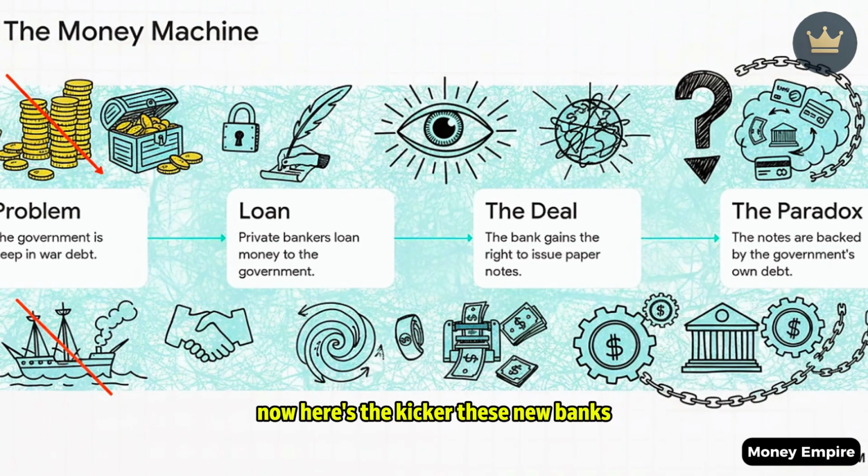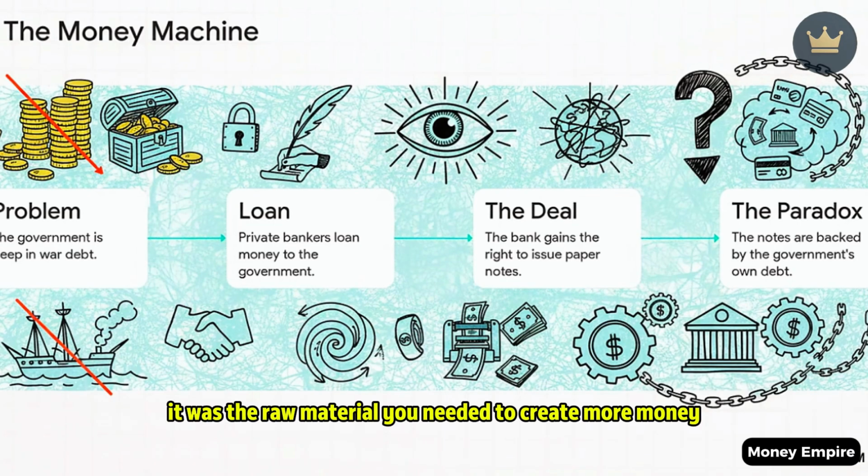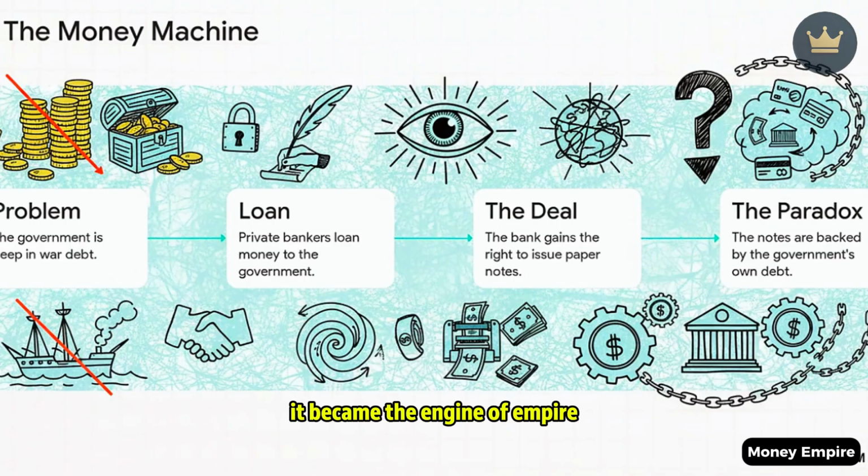Now here's the kicker. These new banknotes weren't backed by gold. They were backed by the government's own debt. So, debt wasn't a problem anymore. It was the raw material you needed to create more money. It became the engine of empire.